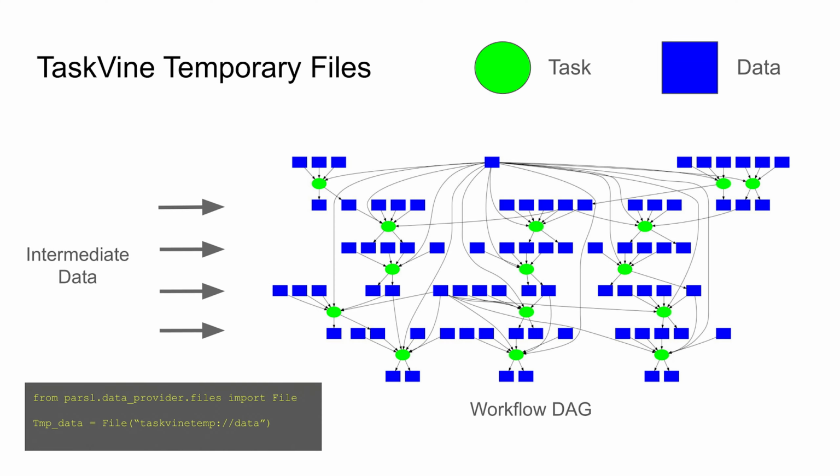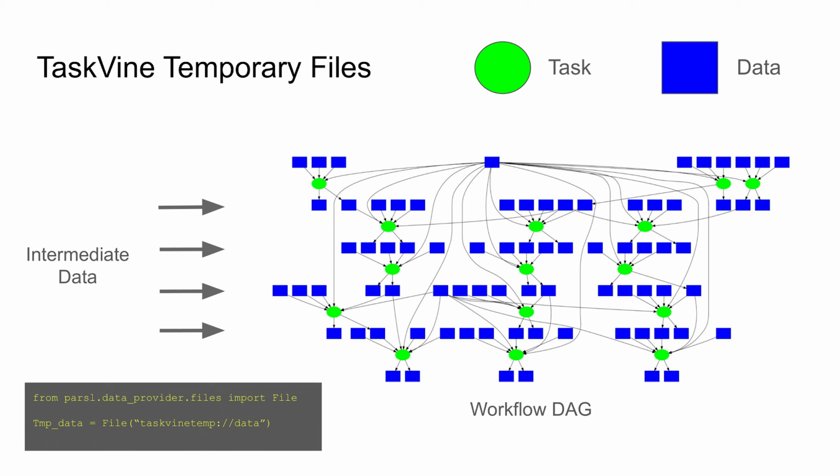So I want to go back to a type of data that we can manage in TaskVine called temporary files. And that's intermediate data in your workflow. So if we have this graph here that's describing some application that we're running, the intermediate data is those items that are produced by tasks, consumed by subsequent tasks, and as was described, TaskVine will keep those out in the cluster on the local storage of the nodes.